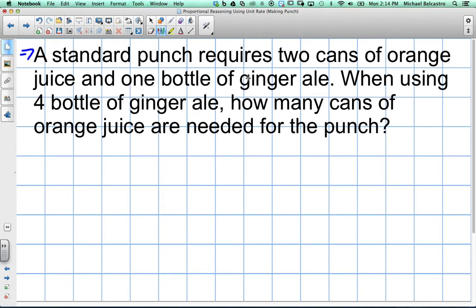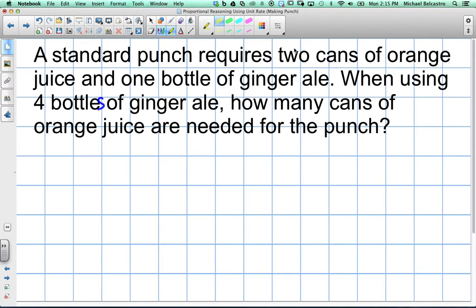We'll read through it once, and then we'll highlight important information the second time through. A standard punch requires 2 cans of orange juice and 1 bottle of ginger ale. When using 4 bottles of ginger ale, how many cans of orange juice are needed for the punch? So let's highlight important information.